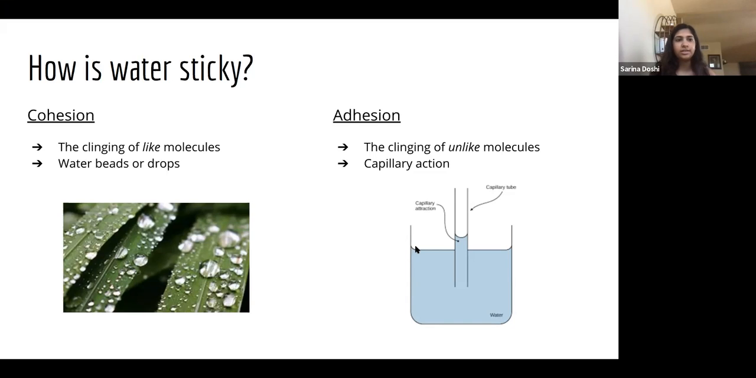For example, if you were to stick a straw into a glass of water and put your eye at the level of the surface of the water, you would see that water would be higher up in the straw than it would be on the surface of the cup. And that is a result of adhesion and capillary action.